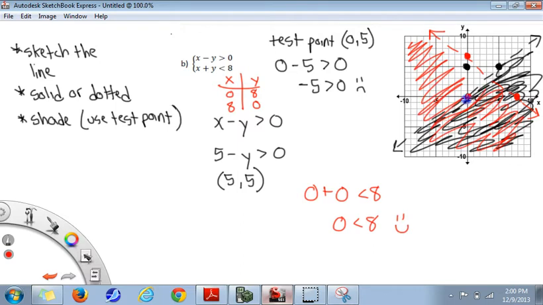And now we can see where our two shaded regions overlap. So the final solution to this entire system, the regions that are true for both inequalities, is this region down here. And this is how we show our solution, just using a graph and making sure to indicate which of the shaded regions is our final answer. So this here is our feasible region.